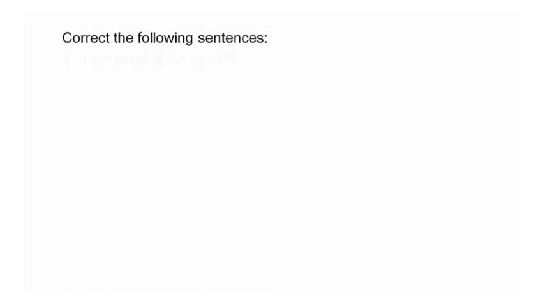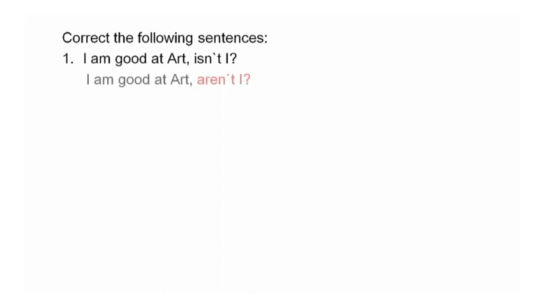Let's start. The first sentence, I'm good at art, isn't I? Now, what is wrong with this isn't I? Why isn't that the correct question tag? What do you think? The correct sentence is, I'm good at art, aren't I?